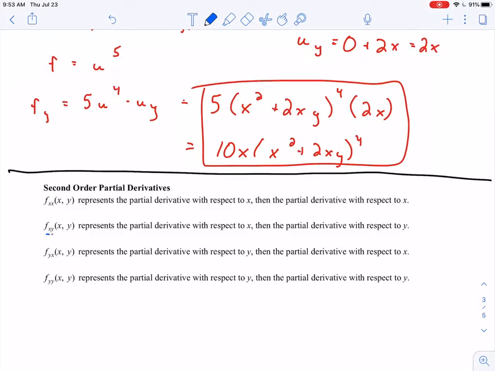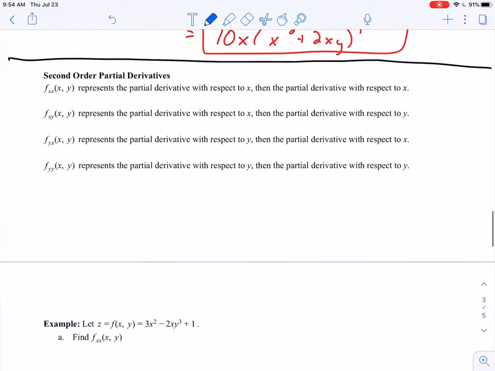F sub xy, so this is the partial derivative with respect to x, and then I change gears, I take the partial derivative with respect to y. I could switch them around. I could say yx, this is the partial with respect to y, and then the partial with respect to x. And then, of course, I could do y both times. This is the partial with respect to y and the partial with respect to y. So there's 4 different second order partial derivatives that we could have.